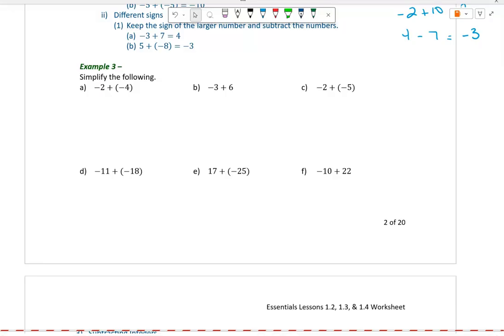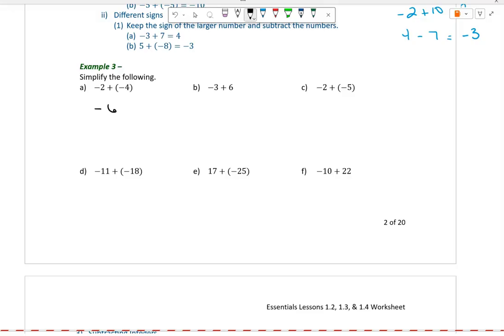Well, let me ask you this. Is our answer going to be positive or negative? I'm adding this time, yeah. You're thinking multiply and divide. So signs are alike, but I'm adding. So I'm going to get a negative. And since the signs are the same, I add the numbers. 2 plus 4 gives us a 6.